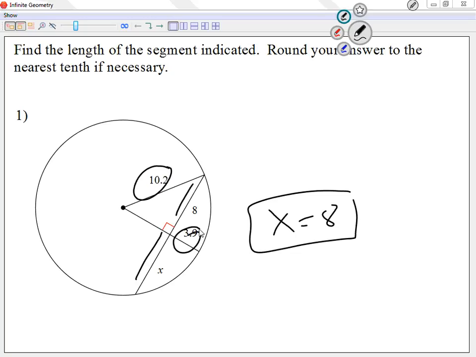There's some other numbers like 10.2 and 3.9. In this case, we did not use them. Remember, a radius is part of a diameter. So when a diameter and a chord cross at 90 degrees, the chord gets cut in half. Let's take a look at question number 2.